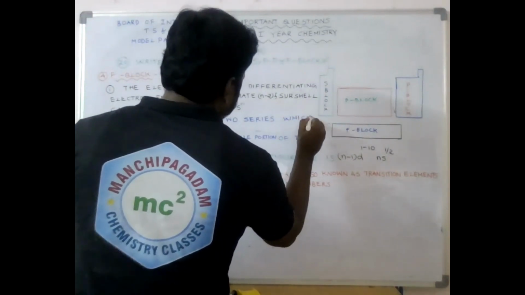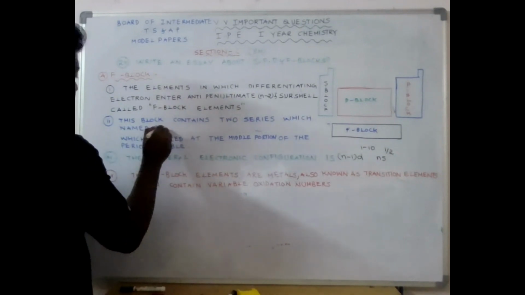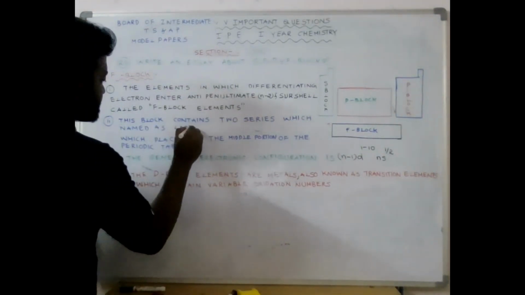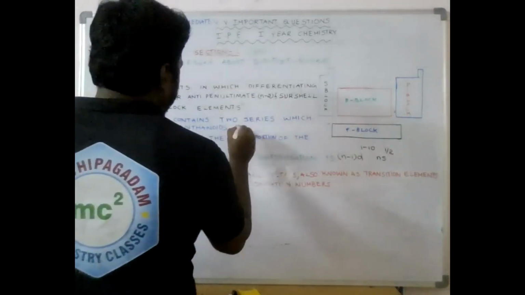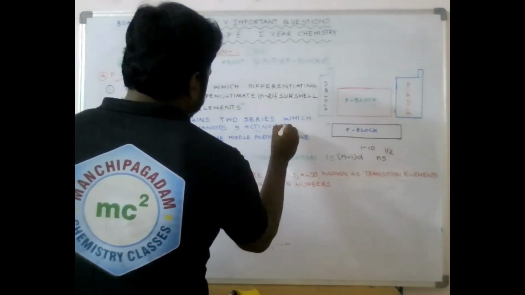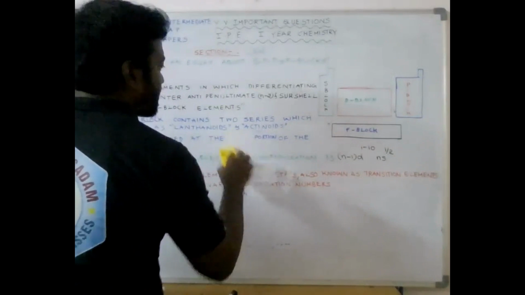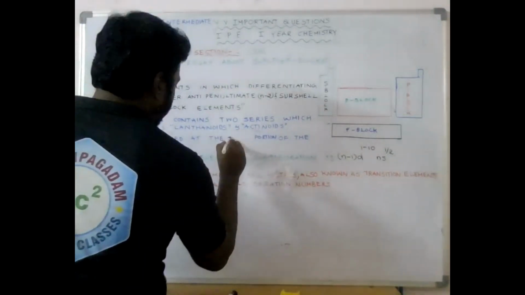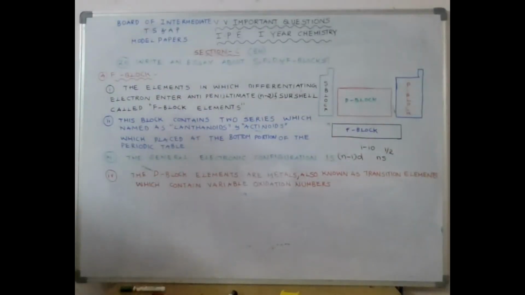which are named as lanthanides and actinoids. Lanthanides and actinoids. Okay, where are they placed in the block? You can observe in the diagram that we are placing them at the bottom portion of the periodic table. Second point also complete.